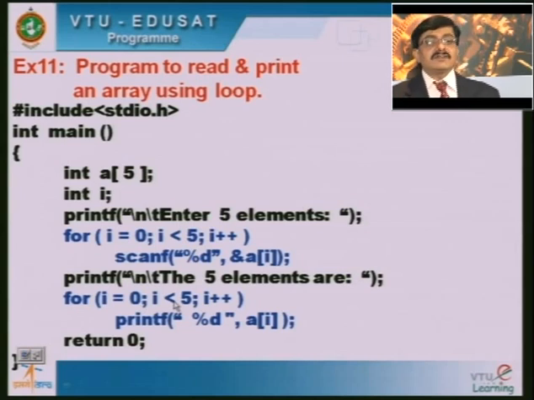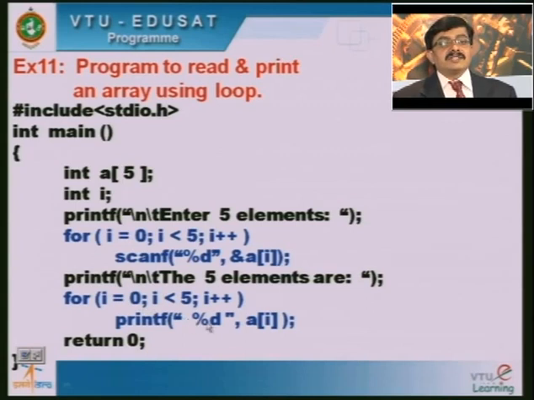Even for displaying the 5 elements I will be using the same looping construct. I will be using printf percentage d a[i]. When i is equal to 0, I will print the a[0] value. When i is equal to 1, I will print the a[1] value. When i is equal to 2, I will be printing the a[2] value and so on. So I will be reading all the elements in this particular looping construct, and in this other looping construct I will be displaying all the elements of the array back to the screen.